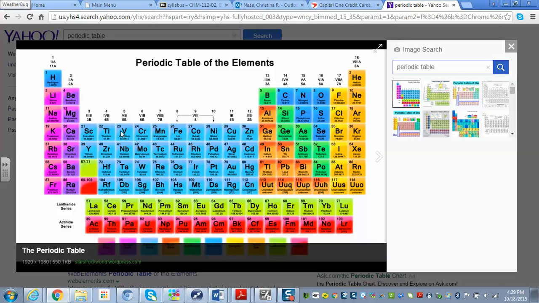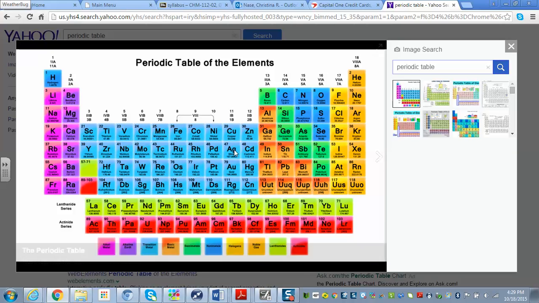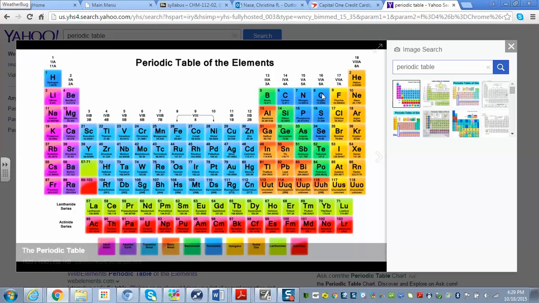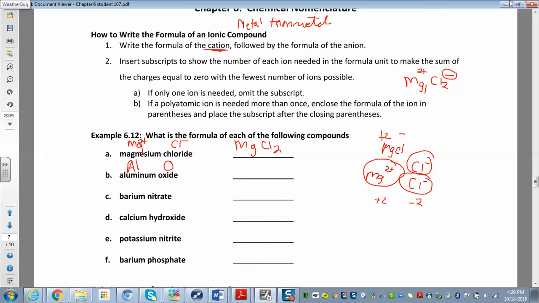So let's see. Who do we have there? Aluminum. So we have +1, +2, and then +1, +2, +3. So aluminum has a +3 charge. And then -1, -2. Oxygen has a -2 charge. So aluminum has a +3 charge, and oxygen has a -2 charge. So now all I'm going to do is crisscross this.